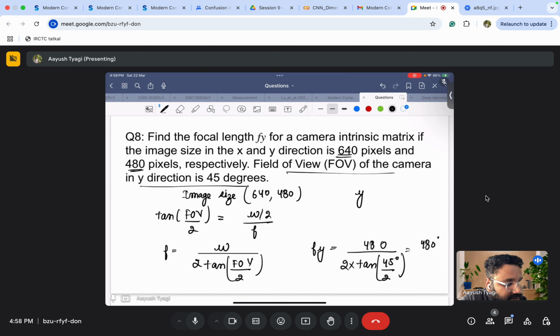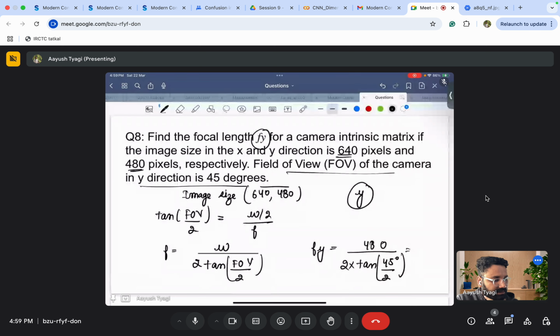So you have an image size which is given to you, and we are basically interested in the y direction, right? Fy, right? And also the field of view is in the y direction. So the formula says that tan of field of view by 2 is equal to width by 2 divided by the focal length. If you just reshuffle everything, the focal length is equal to w by 2 into tan of field of view by 2, and if you try to solve it, it comes out to be something, just check, you should be able to figure it out. I think this was not covered in the lectures, maybe I'm wrong, just check.